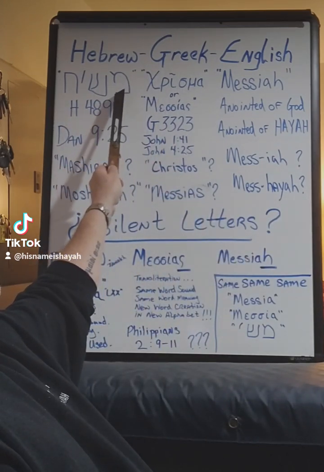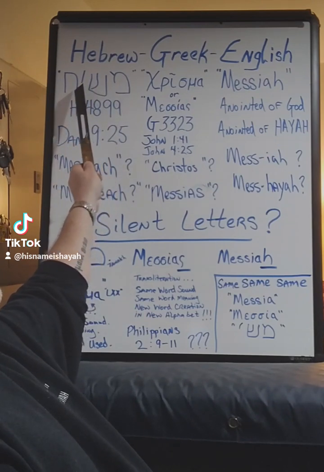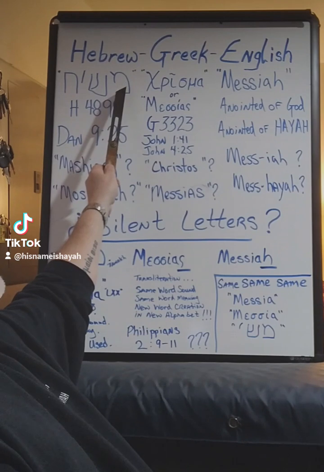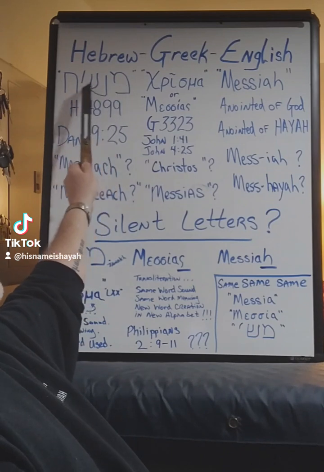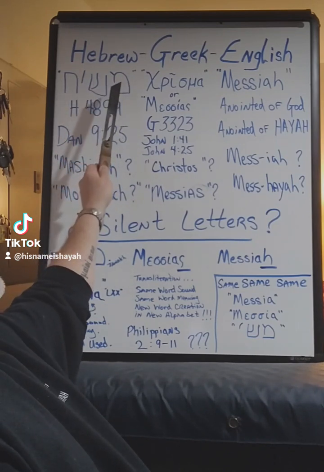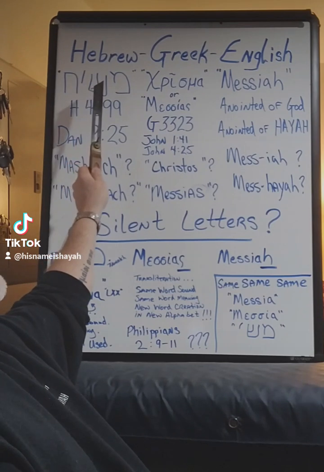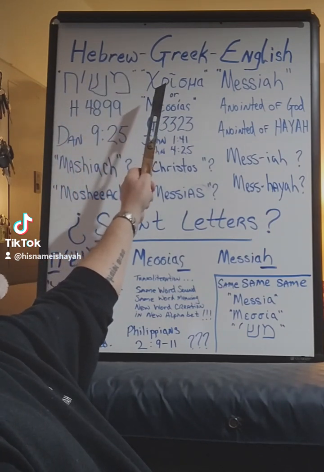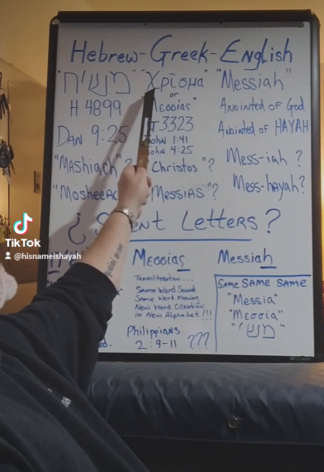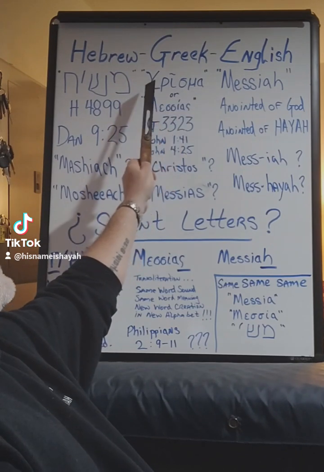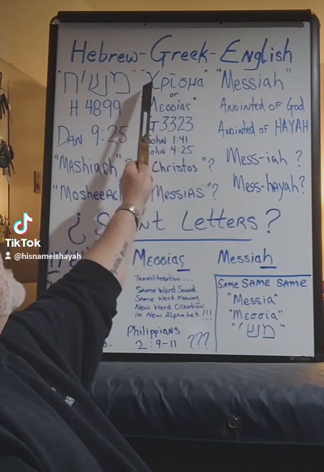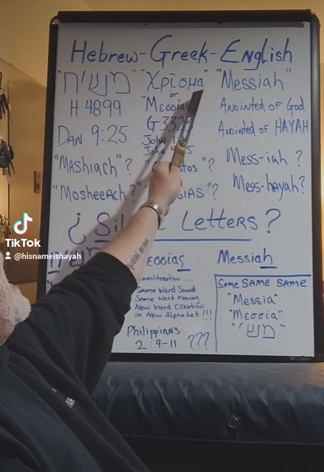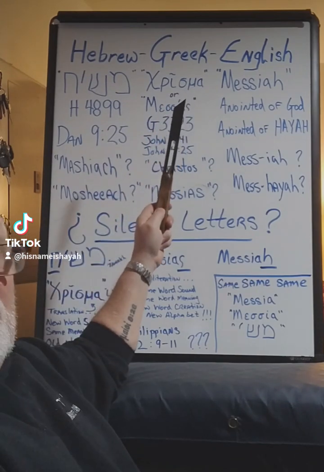So in this word, the silent letter would be this last one. So we would have Mem, Shin, and Yod. And it would be Mehsayah, Messiah. You can get the sound of Messiah out of that. But they chose in the Septuagint to translate into the Greek word which already existed, chrisma, chi, rho, iota, sigma, mu, alpha, chrisma, probably where we get the word Christmas.